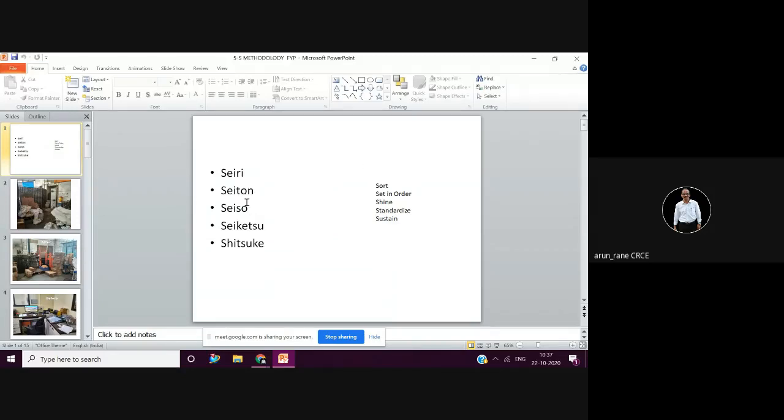Then Seiton is nothing but, once you have done the sorting, you have to put things in order. Like one cupboard for clothes, another cupboard for utensils, a third cupboard. Once you have sorted, you have to keep the things in order. Suppose your parents have given you one cupboard for books, saying put all your books in here. So now you have to place your books properly in order.